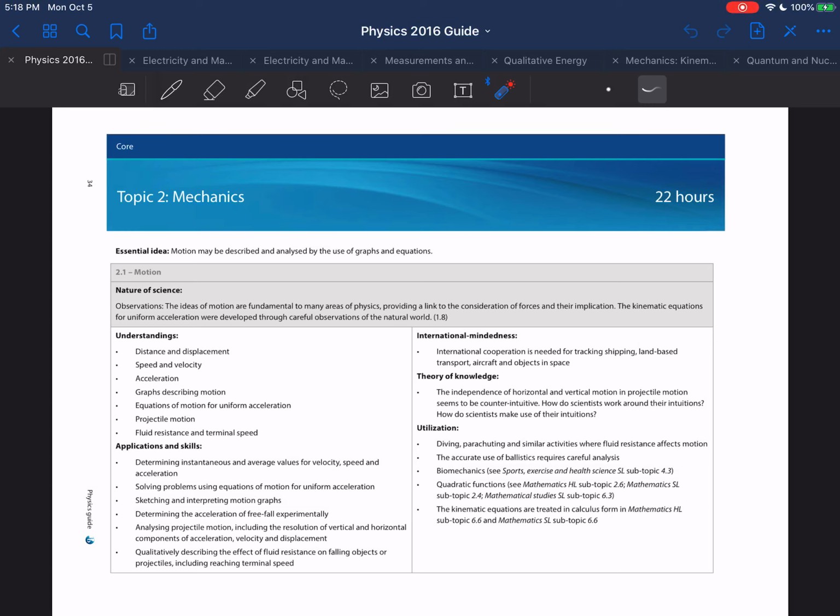Hello everyone. In this video, we will continue to examine topic 2.1, and in particular, we will continue to examine the equations of motion for uniform acceleration.